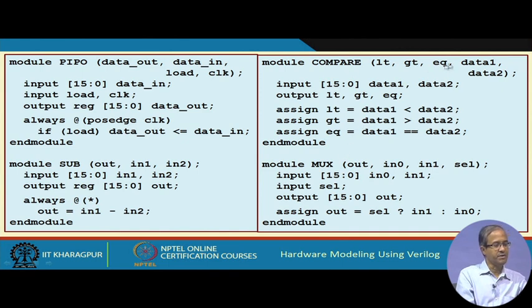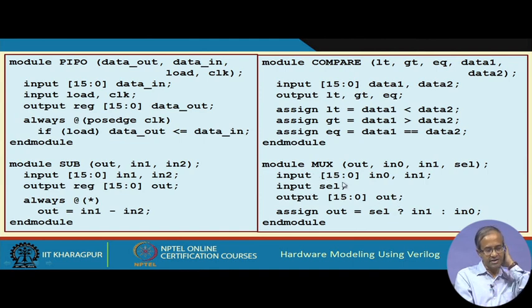Comparator is also very simple. Data 1 and data 2 are two 16-bit numbers, and these are the outputs. We have used 3 assign statements. Assign LT equal to data 1 less than data 2, which means if this condition is true, that condition will be stored in LT. Condition true means it is stored as 1. So, 1 will be stored in LT. If it is false, 0 will be stored. Similarly for this one, if this condition is true, 1 will be stored, otherwise 0. Similarly, equal.